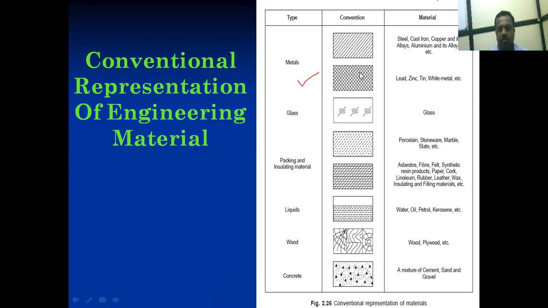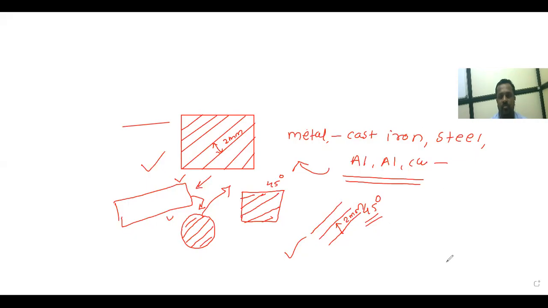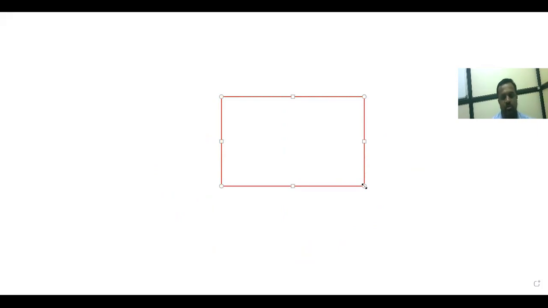Now see here, what will be the convention? See, this is the convention for this material. Okay, then how to draw this convention? Just see here, I will draw. Okay, in a similar manner, first of all we have to draw one rectangle. You can draw the triangle. Sorry, you can draw the square. You can draw the rectangle. You can draw the circle also.